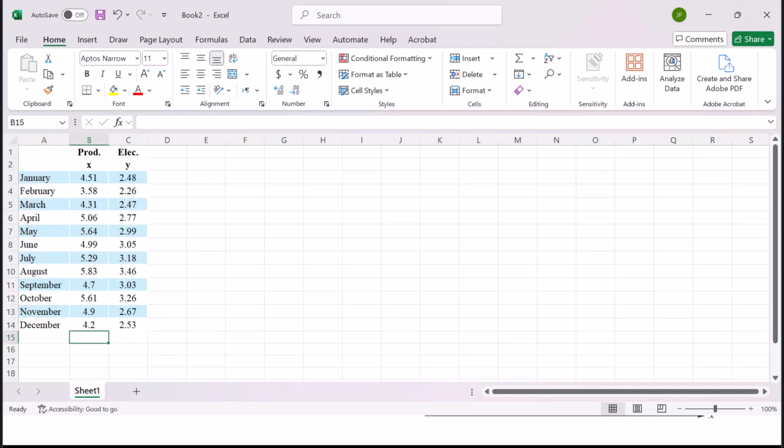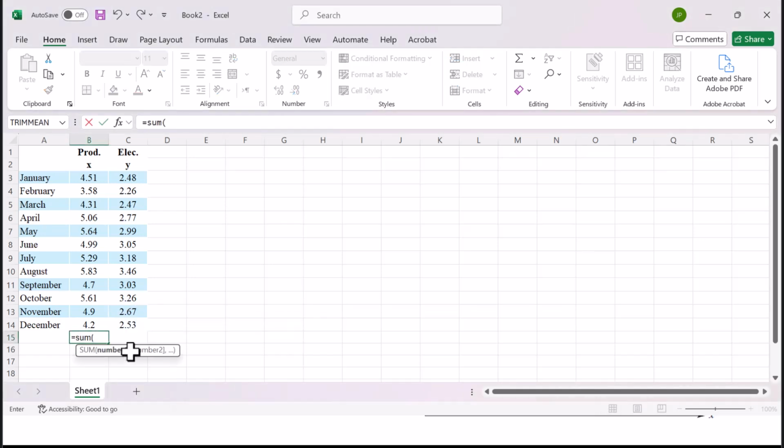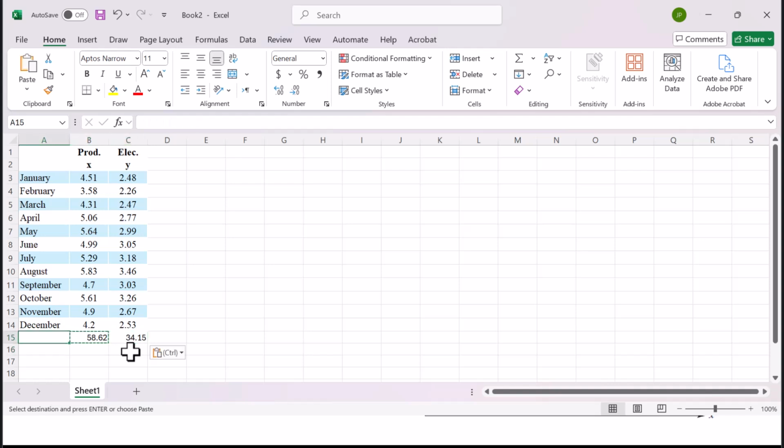So the first thing that we need to do is to find the sum of all x, right? So sum of all x, and also we do the same for the sum of all y. So this is the sum of x and y. Then I need to find xi multiply yi.